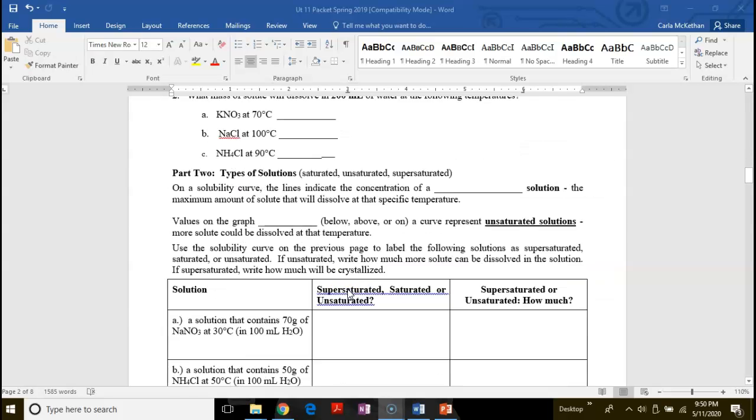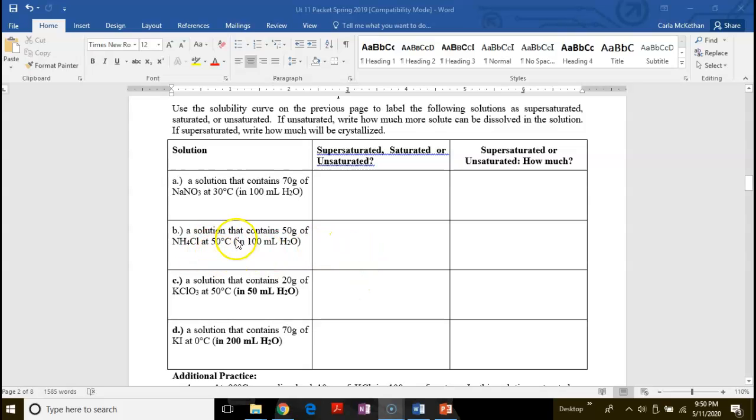So I'm going to go right here on this chart just so I can keep track of my things. I'm just going to write it down so I can keep track of my saturated. 50 grams is saturated, okay? Now I'm going to read what it says. A solution that contains 50 grams of ammonium chloride at 50 degrees and 100 milliliters. So what are we? Supersaturated, saturated, or unsaturated? If we dissolve 50 grams, and the graph showed us 50 grams, therefore this is saturated.